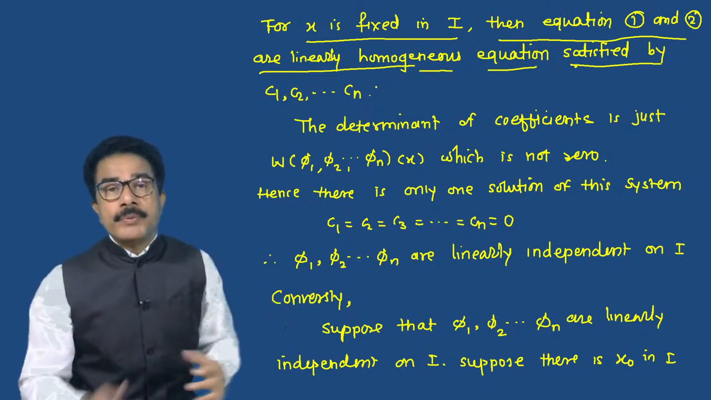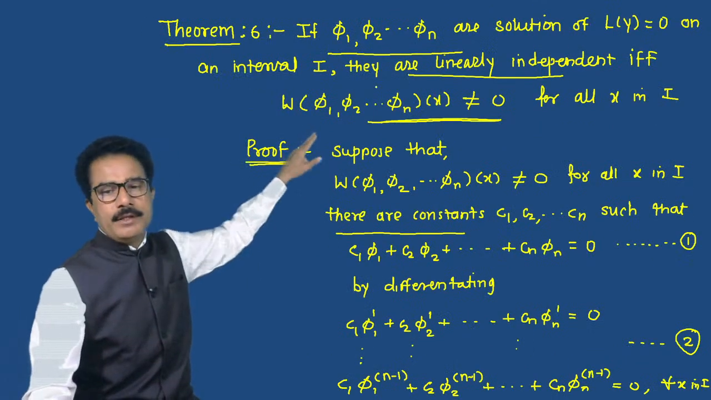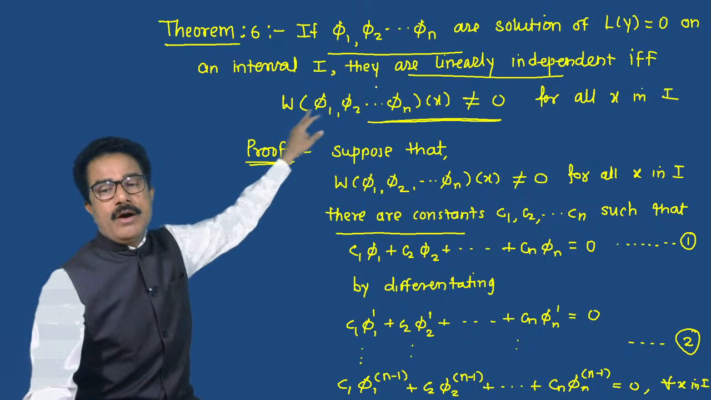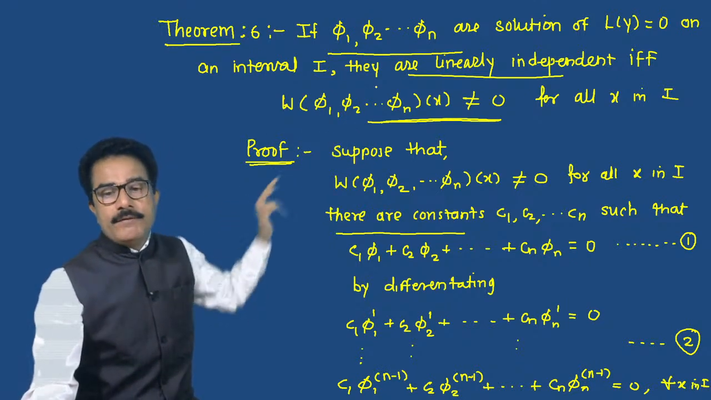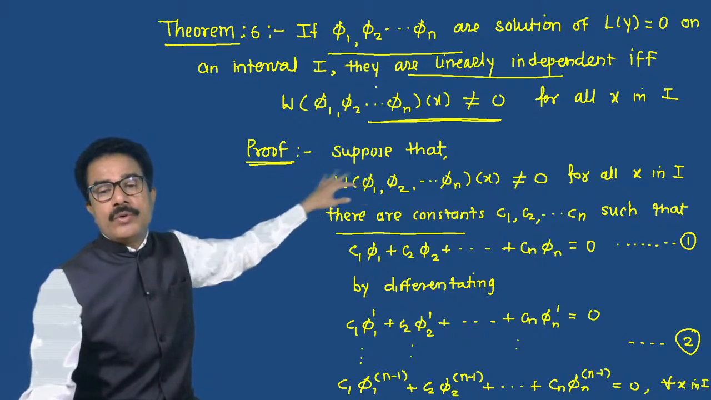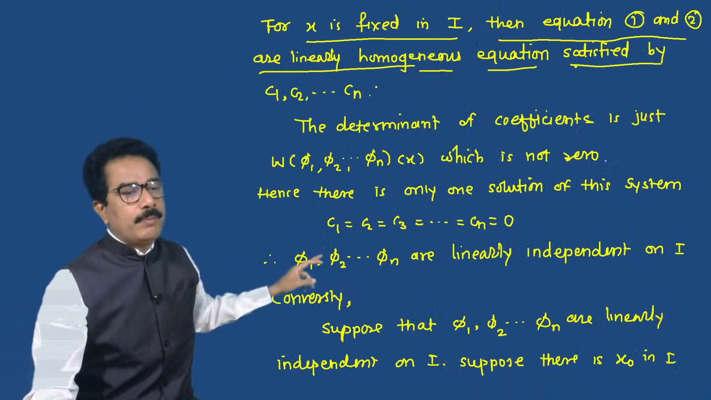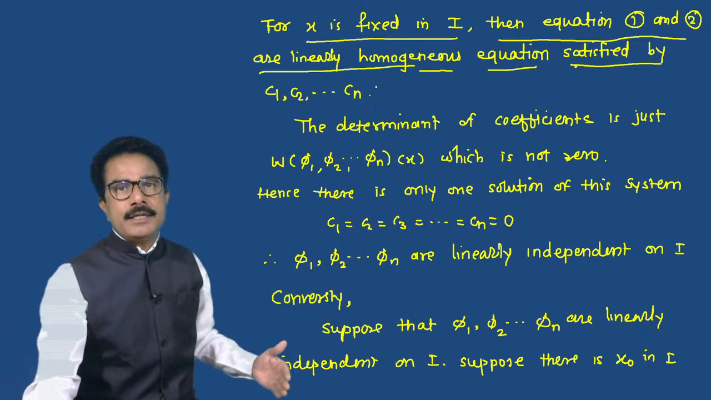Then we have to prove. What we have to prove? See this, according to the theorem, the Wronskian of x is not equal to 0. In the first part, we have considered the Wronskian of x is not equal to 0, and we have proved phi 1, phi 2, phi 3 are linearly independent.